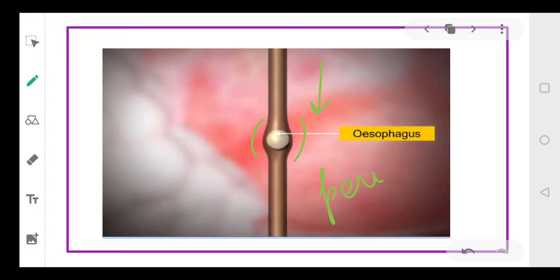So peristalsis, sometimes they ask you what is peristalsis. So the movements that cause the transfer of food from mouth into the stomach through the esophagus are called peristalsis. The movement is called peristalsis, or you can say peristaltic movements. So there is no digestion occurring in the esophagus. So in the esophagus there is no digestion of food.